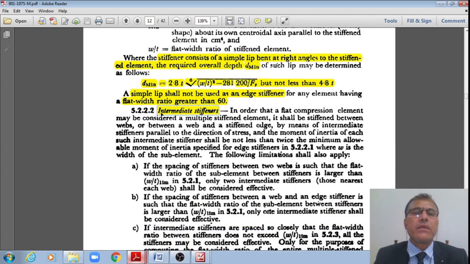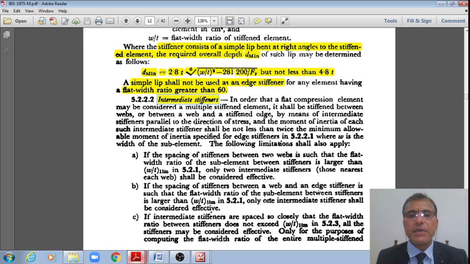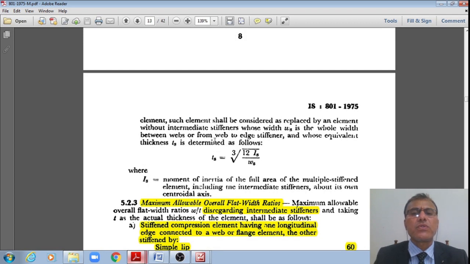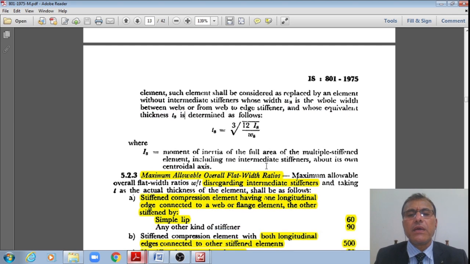Now let us move to the intermediate stiffness. I think you can just go through these intermediate stiffness also, students. Right? Now the code says that the equivalent thickness Ts is equal to under root 12 I divided by ws to the power 1 by 3, where I is the moment of inertia of the full area of the multiple stiffened element, right? That is of the equivalent thickness of the multiple stiffened elements, right?